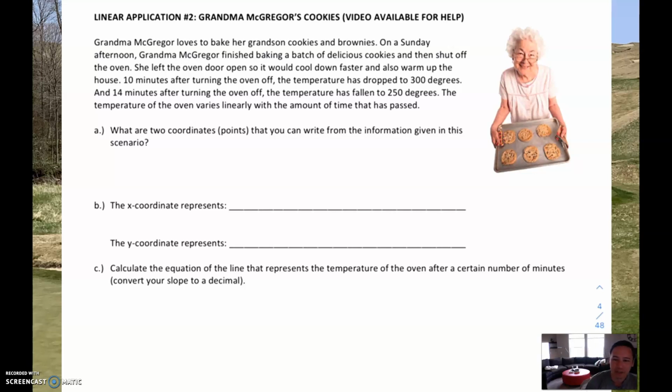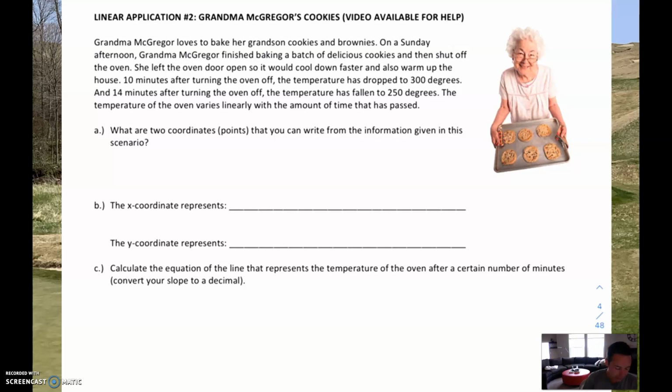10 minutes after turning the oven off, the temperature has dropped to 300 degrees, and 14 minutes after turning the oven off, the temperature has fallen to 250 degrees. So as more time goes by, the temperature is going down. The temperature of the oven varies linearly with the amount of time that passed. That just means the temperature is going to go down at the same rate.